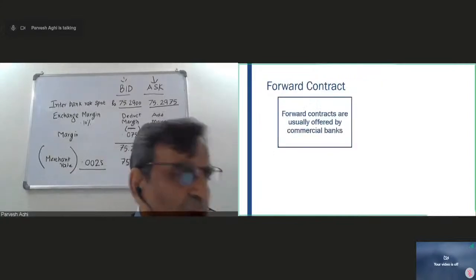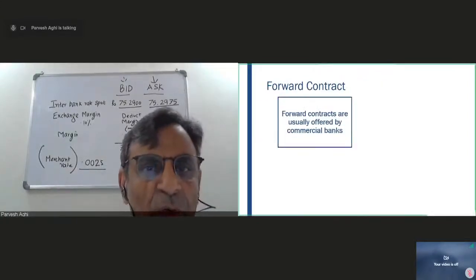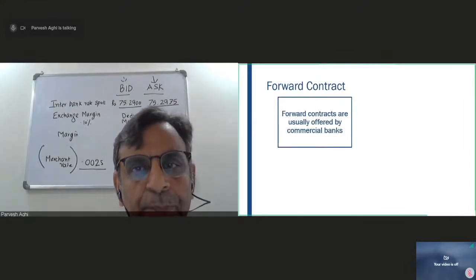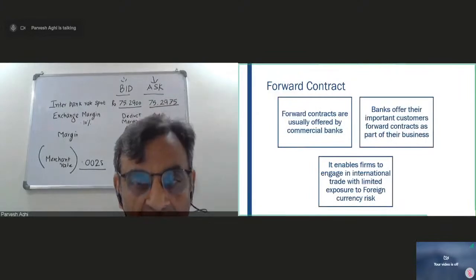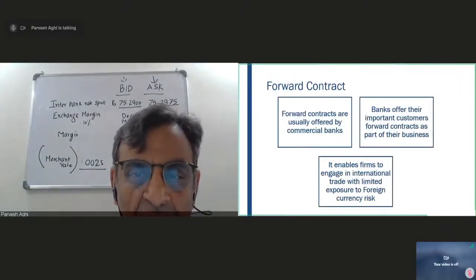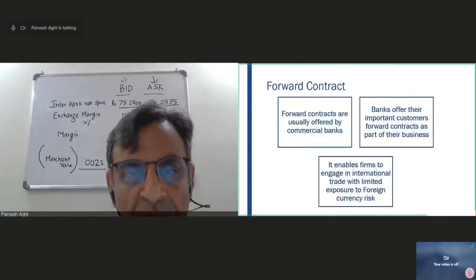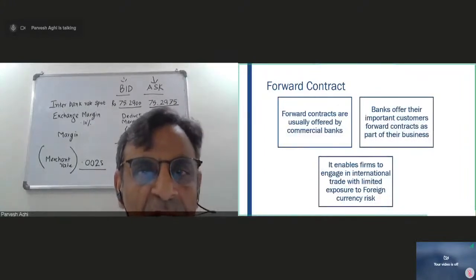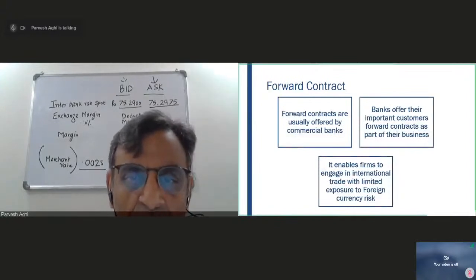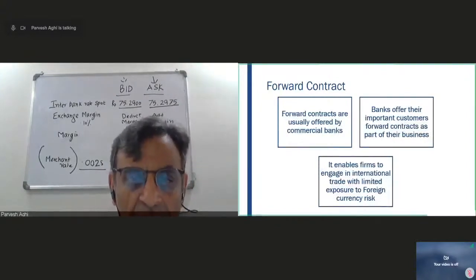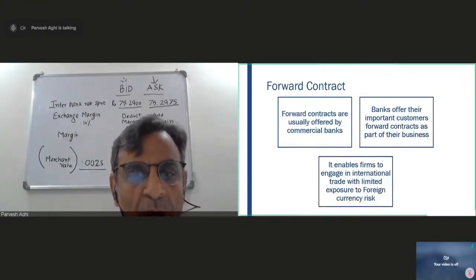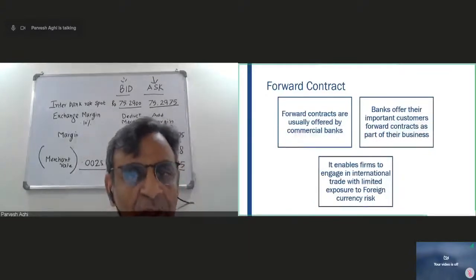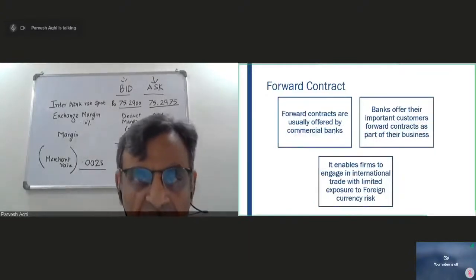So forward contracts, now we are coming to an example so that you understand that forward contracts are usually offered by commercial banks. Banks offer their important customers forward contracts as part of their business. It enables the firms to engage in international trade with limited exposure to foreign currency risk. Basically, what is the idea behind this, or what is the benefit? It helps you to avoid the currency risk. You pass on that risk to the bank. Fine. So we'll learn that through an example.